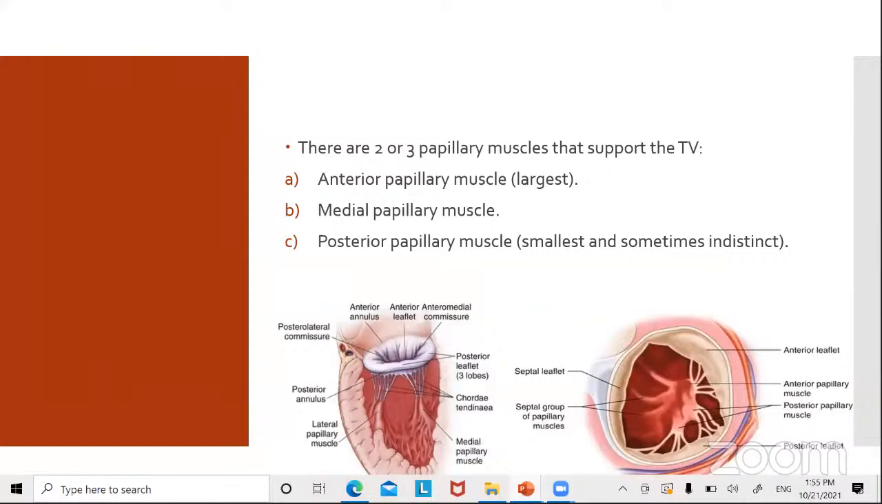There are 3 papillary muscles that support the tricuspid valve. The anterior papillary muscle, which is the largest, rises from the moderator band and supports the anterior leaflet of the valve and the zone of opposition between the anterior and posterior leaflet. The medial papillary muscle supports the septal leaflet of the valve and the zone of opposition between the septal and anterior leaflet. And the posterior papillary muscle, which is the smallest, supports the posterior leaflet of the valve and the zone of opposition between the posterior and septal leaflet.